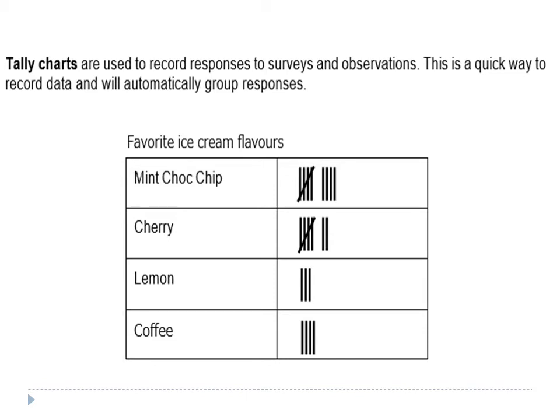Now, a tally chart might only really be appropriate when you're gathering the data together. If you were to present this as a piece of information, I think it would probably come across as quite sloppy. You'd probably want to put it into a different format. So what are those different formats that you could use?